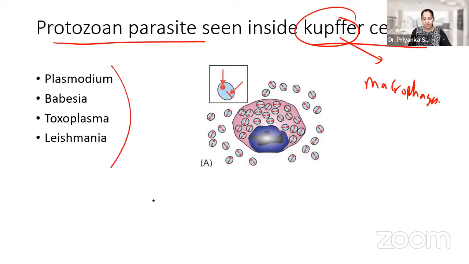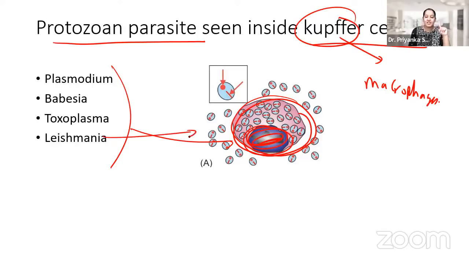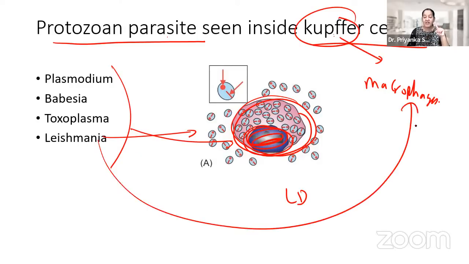So I guess these were the options. Can you verify? You can see this is the macrophage here, and this is the nucleus of the macrophage. In the cytoplasm of the macrophage, you can see the amastigote form. This is Leishmania. This diagram is of the LD body. So was the question based on the LD body? You were asked about a protozoan parasite inside the Kupffer cell. Kupffer cell is a macrophage. Inside the macrophage, Leishmania reside, and it is known as the LD body. So the answer is going to be Leishmania if it was the question.